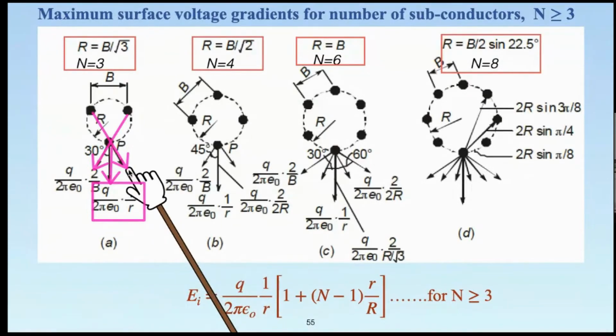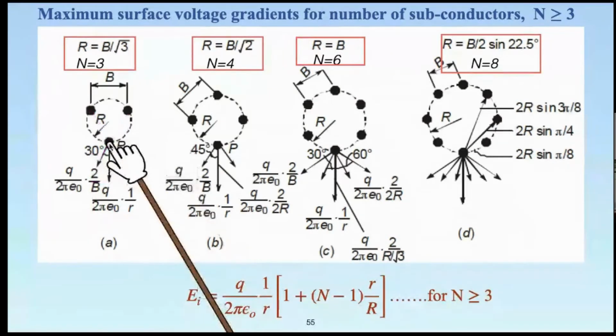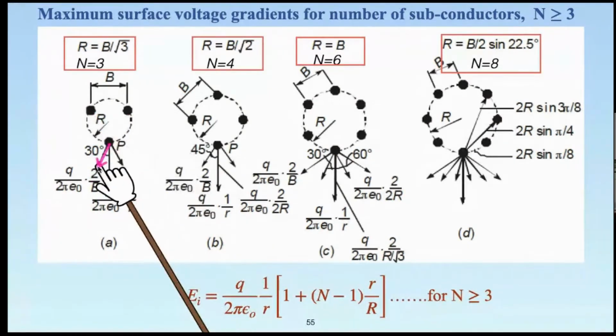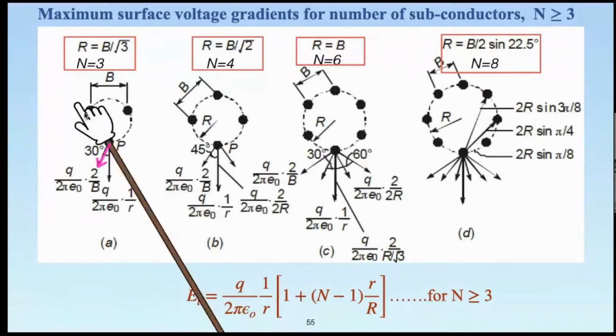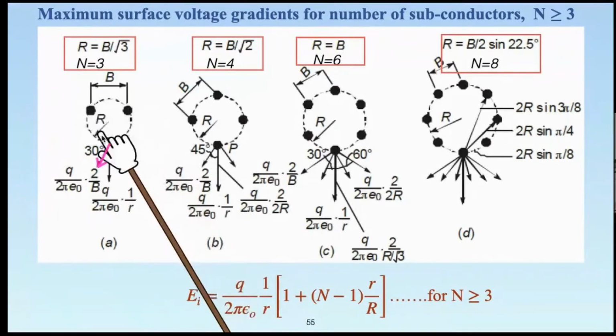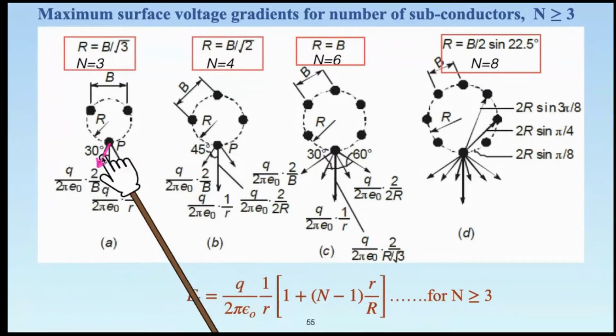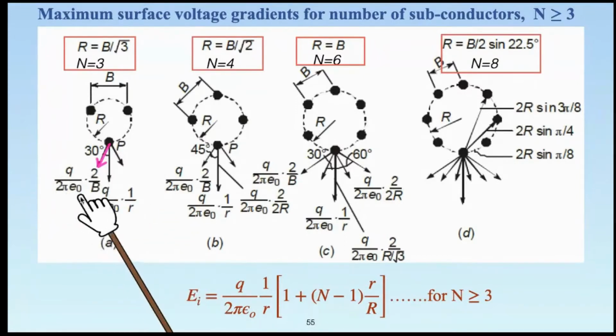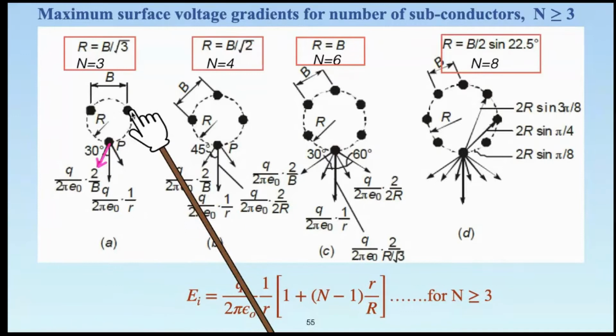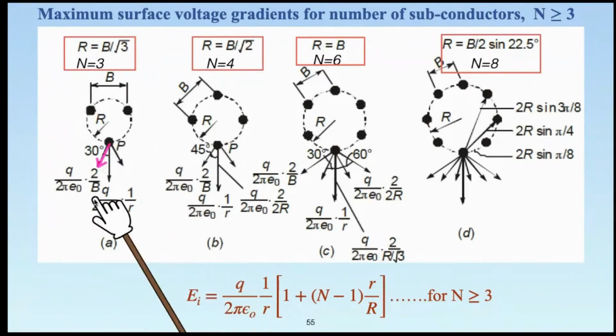So what are these components now? We have to evaluate what these components are. So let us consider that we want to find out this component. By symmetry, if all the subconductors have equal charge and their distances are also balanced with respect to this particular point P here, we can write a common term for both of these, that is q upon twice pi epsilon 0. They also have a charge of q, and the distance of this particular point from this point is actually b, so it should have been 1 by b.